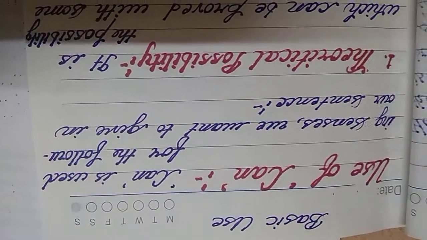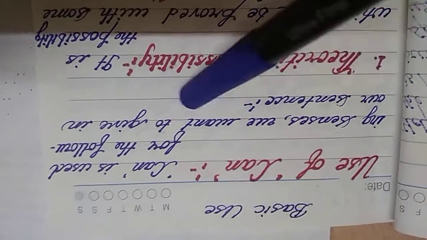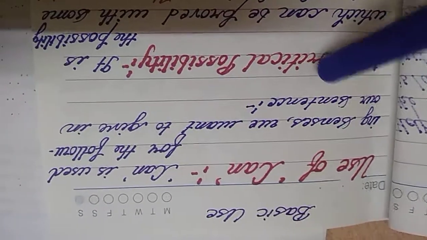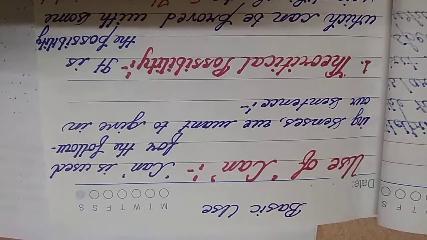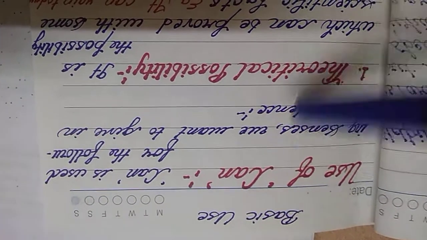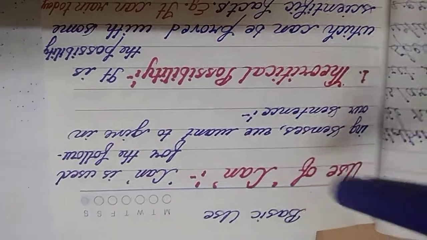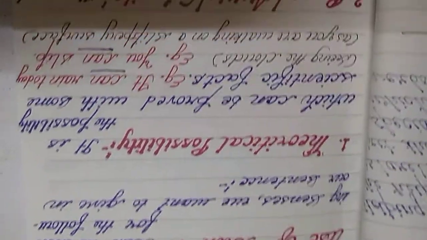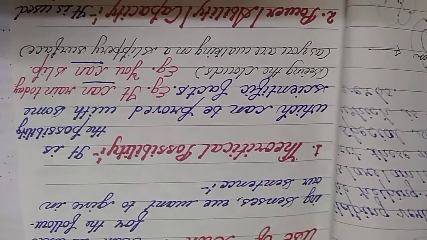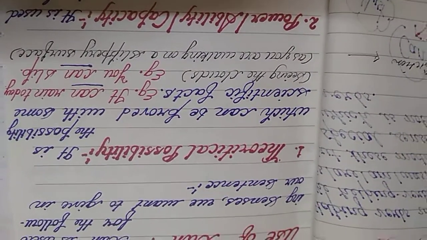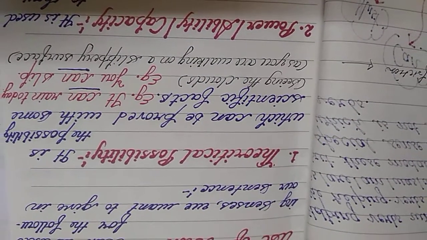Can is used for the following senses we want to give in our sentence. So whenever we want to give the following things I have written down, you need to use can directly. It's going to be very interesting if you take notice of these kinds of things. The first and foremost use of can is very specific. Basically, a student asks, sir, can gives the meaning of so many things, so what is the use of this?